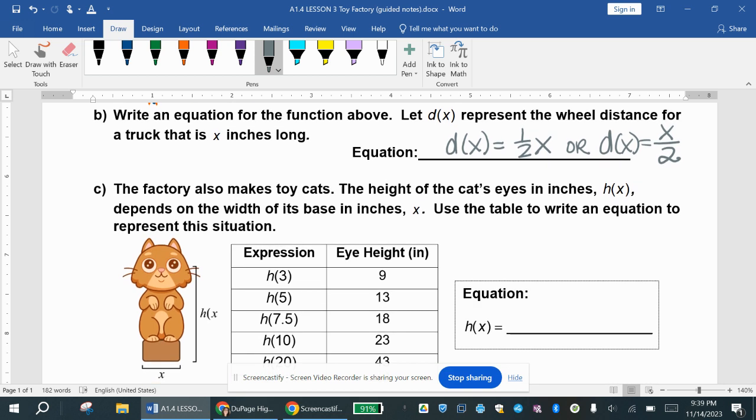All right, go ahead and read the next story about the factory.